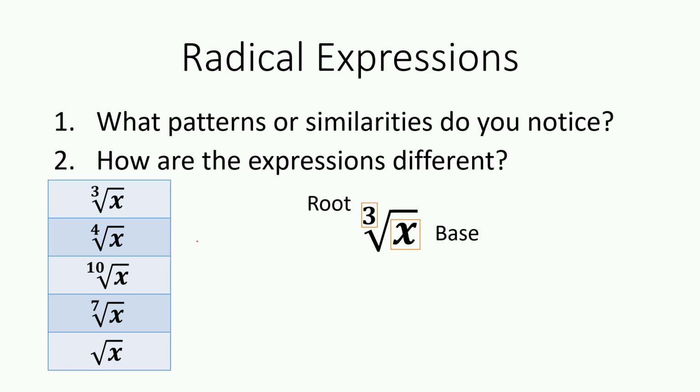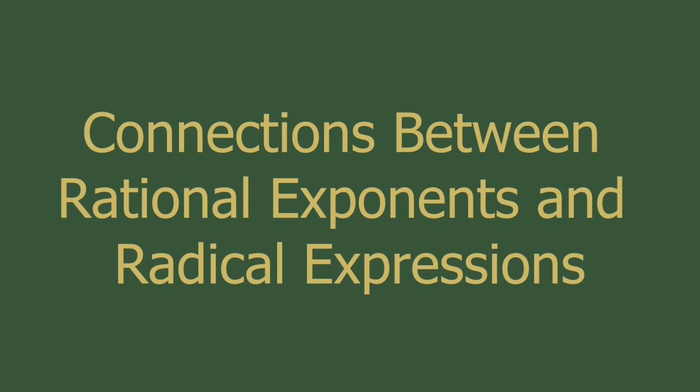So third root, fourth root, 10th root, 7th root. When we have just this one, this is the square root, or to the second power. There's no 2 there, but we assume there's a 2 there. So now, if we look at these expressions, we're going to connect them to rational exponents.